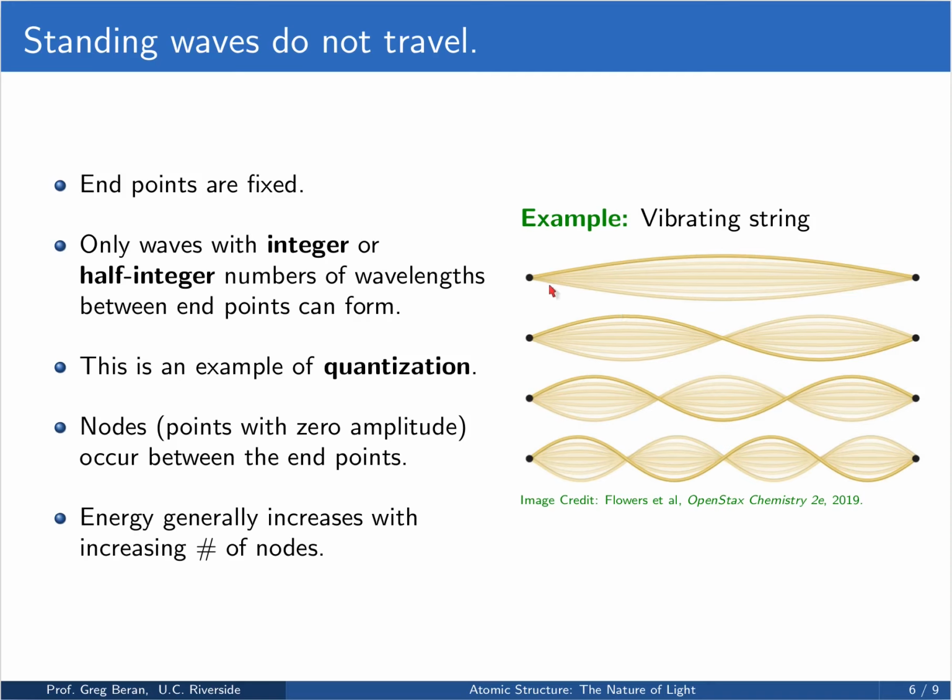So you'll notice that this one clearly has the longest wavelength because we only fit half a wave between the 2 endpoints. This second one has a shorter wavelength because we can now fit a complete wave between the endpoints, and this third one we can fit 1.5 waves between the endpoints, and so on. So as our wavelength is getting shorter, we're fitting more and more nodes in between the endpoints, and therefore the energy content is going to increase.